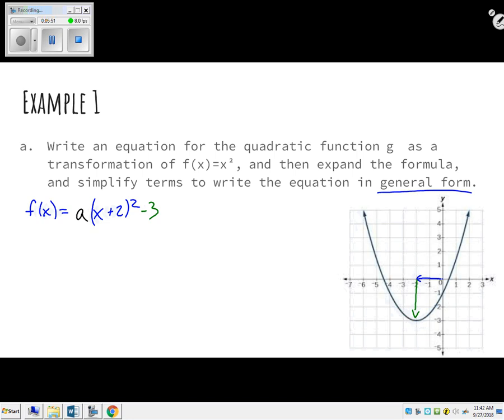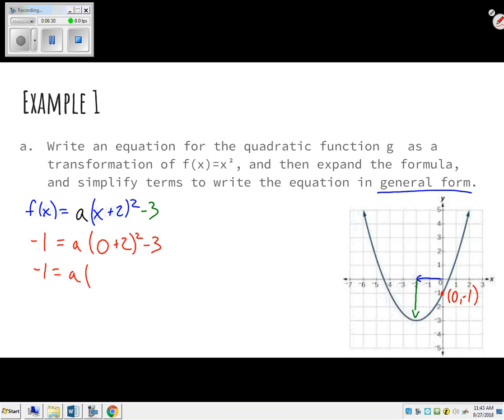Now, next up, I want to find another point that's not the vertex that's on my graph. The nicest point I can find, I love using 0. So I'm going to choose this point right here, (0, -1). An extra point that's not the vertex on my graph will help me find the stretch factor or the compression factor of my parabola. So I'm going to take that (0, -1), and I'm going to plug 0 in for x, and I'm going to plug -1 in for y. And I'm just going to solve the rest of this for a.